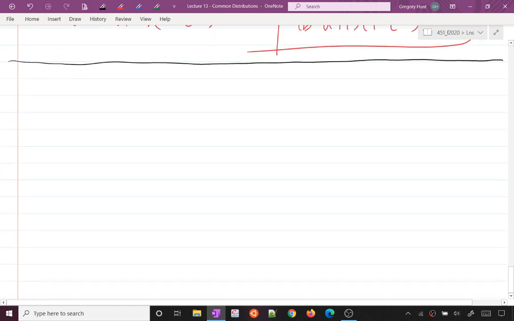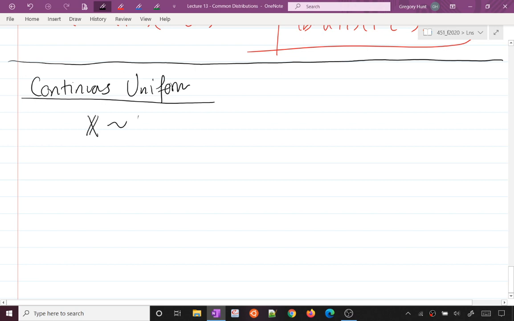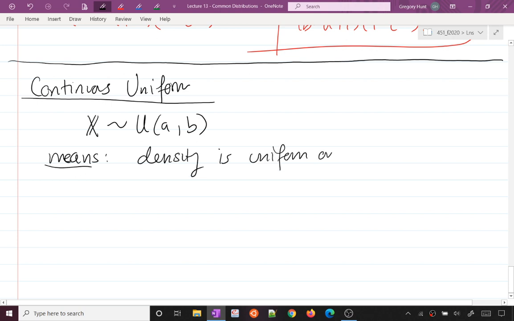Let's now look at its continuous counterpart, the continuous uniform. And so we'd say X is distributed as uniform in some interval a to b. Another way of saying this is X is uniform over a to b. And what this means is that the density is uniform over this interval a to b.